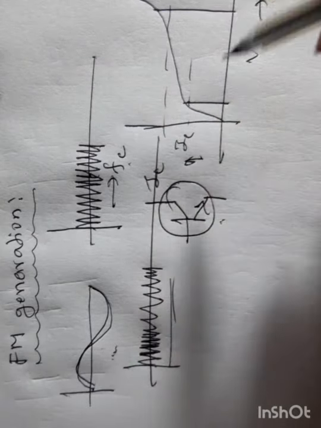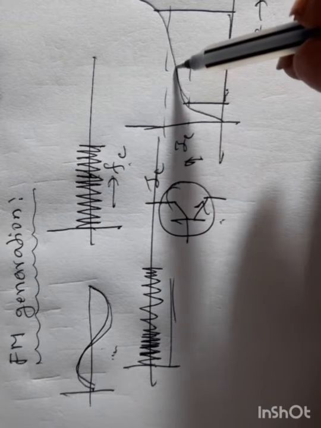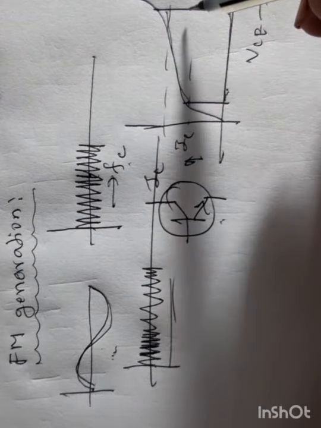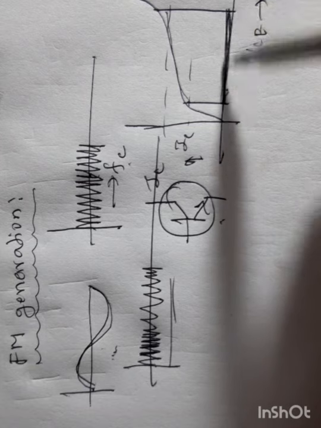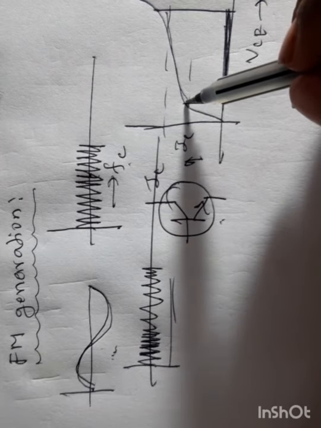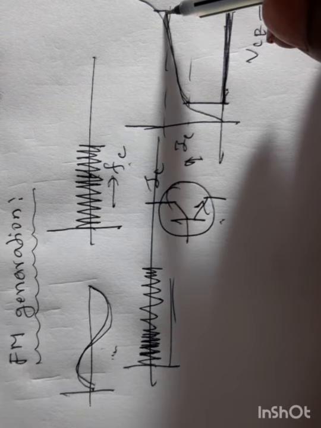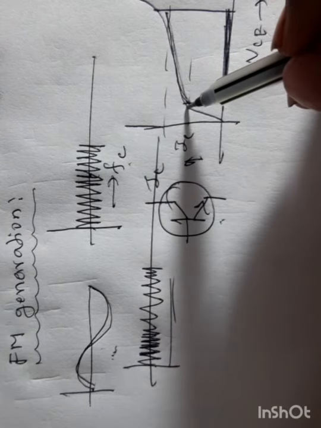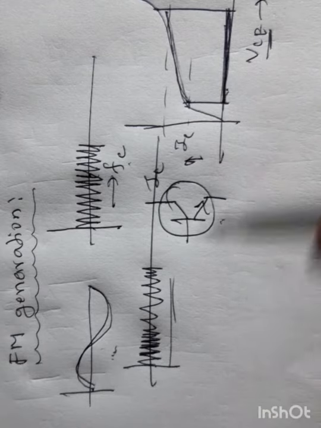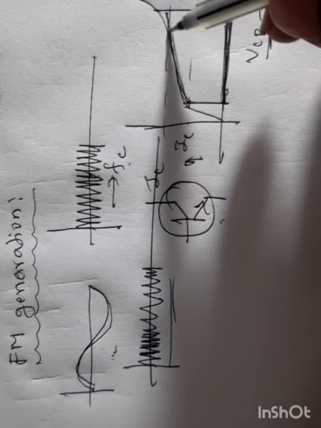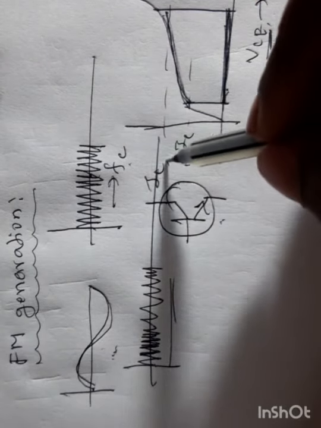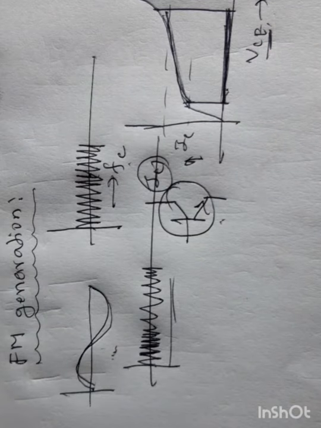From here up to this it is almost constant, but not exactly constant. Therefore, for this range of collector emitter output voltage, the current is not exactly constant, it varies slowly. That means there is a change in current. Therefore, if I take this as a message signal, the current should vary according to the message signal. Because of this, there is no perfect variation of IC. This produces distortion in the frequency modulated wave.